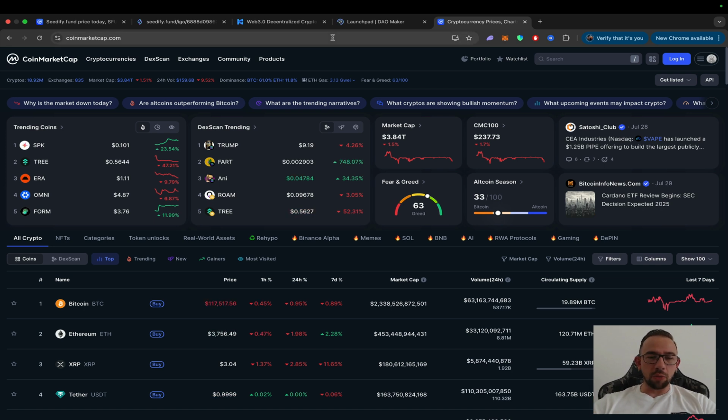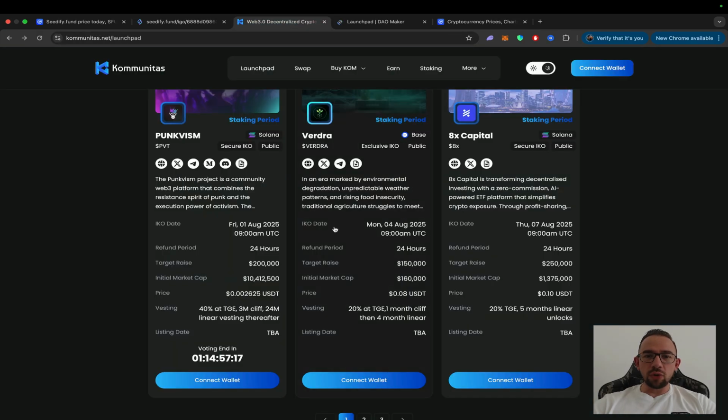So when you have terms like 20% TGE, 1 month cliff, 4 months linear, it will take you a total of 6 months to get all your tokens. The first is TGE, 1 month cliff, and then 4, this is 5, and the first month is the TGE, 6. This one is 20% TGE, 5 month linear unlock, 6 months. 40% TGE, 3 month cliff, 24 months linear fast thereafter.